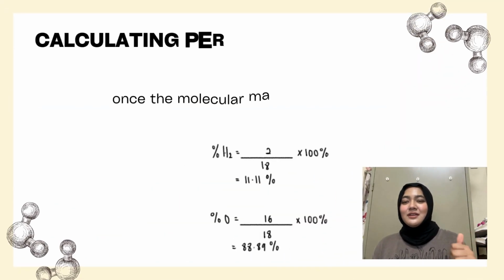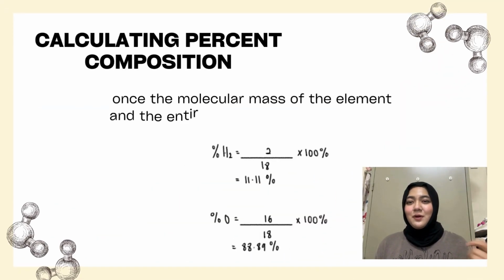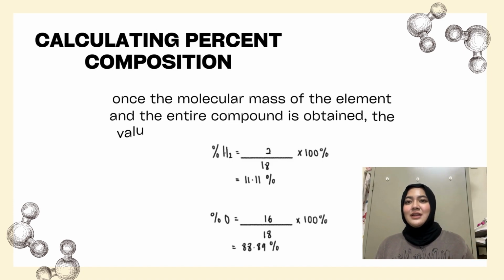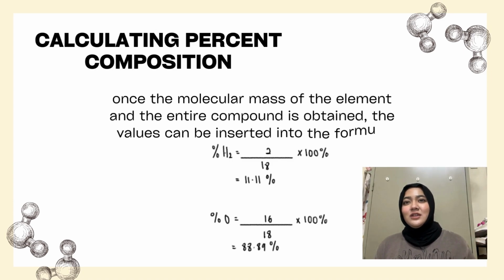Once we've plugged in the values for H2 into the formula, we will get 2 over 18 times 100%, which is equal to 11.11%. 11.11% is the percent composition of H2 in the compound. When we plug in the values of O in the same formula, we will get 16 over 18 times 100%, which is equal to 88.89%. This is the percent composition of O in the compound.